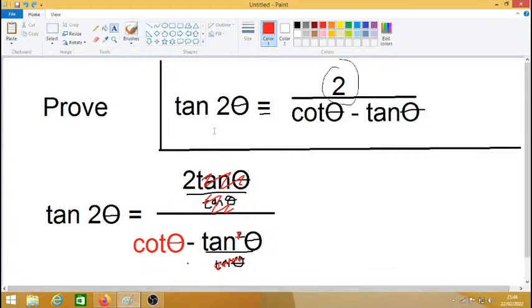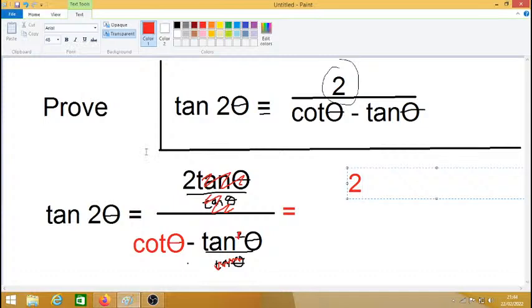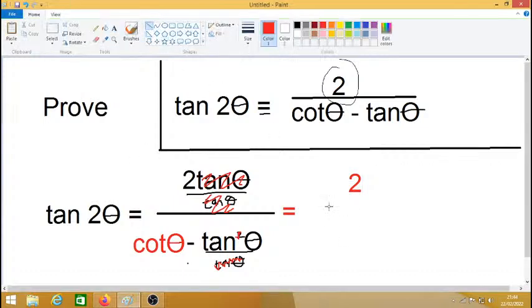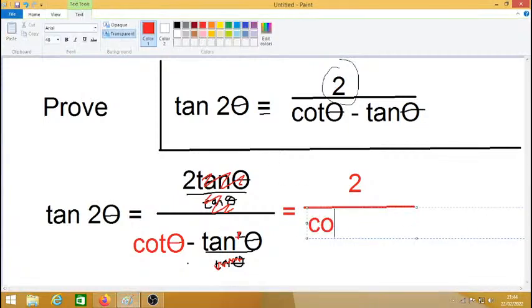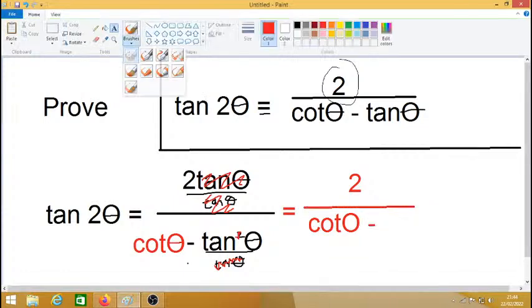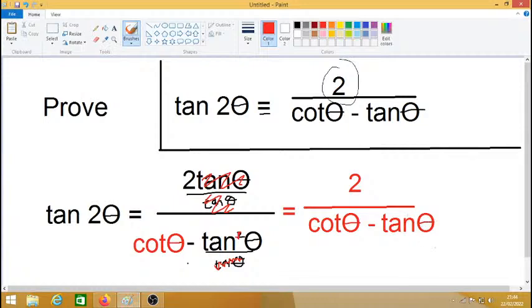And now if we write this out neatly, let's see what we've got. On the top, we just have 2. And then we've got our big divide line. What do we have on the bottom? We've got cot theta first, minus tan theta. And now compare that to what we were trying to get. The 2 at the top matches. That's fantastic. That was by dividing by tan theta. And at the bottom, everything matches: cot theta minus tan theta, cot theta minus tan theta.